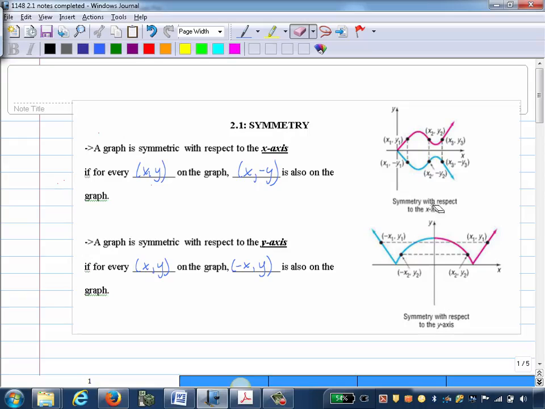So if we folded our paper across the y-axis here, that's our axis of symmetry. If we folded the paper there, we'd have a mirror image across that y-axis.